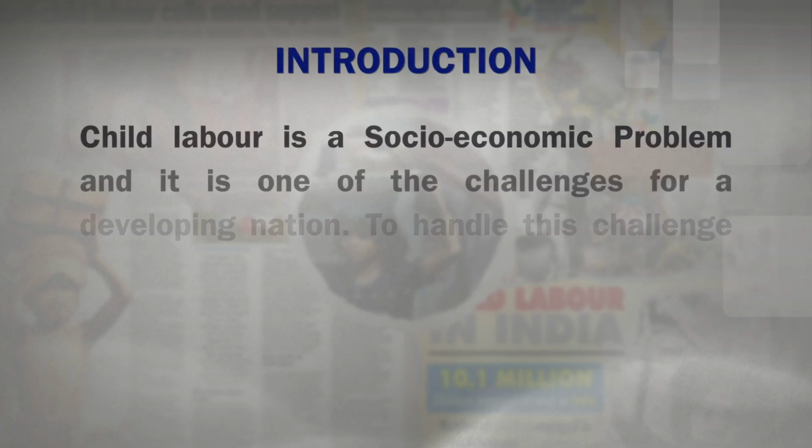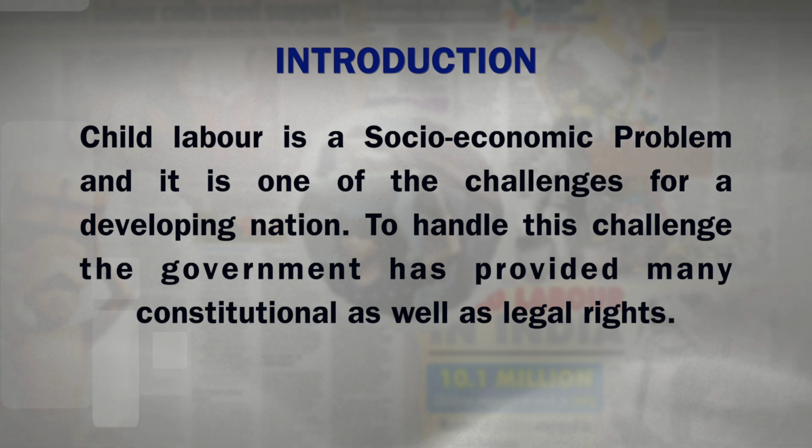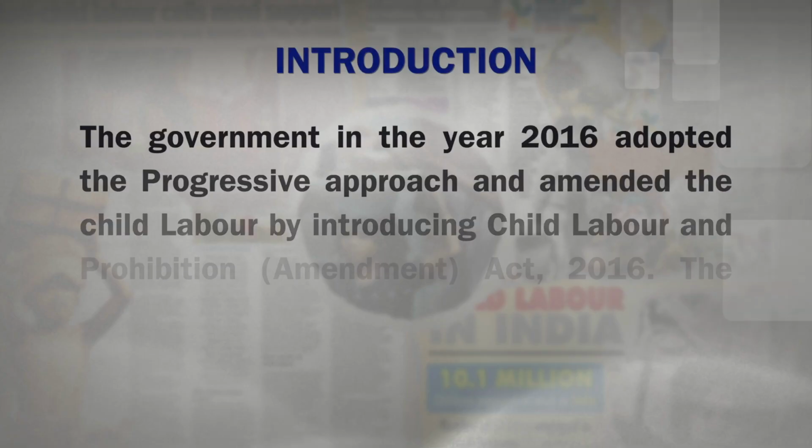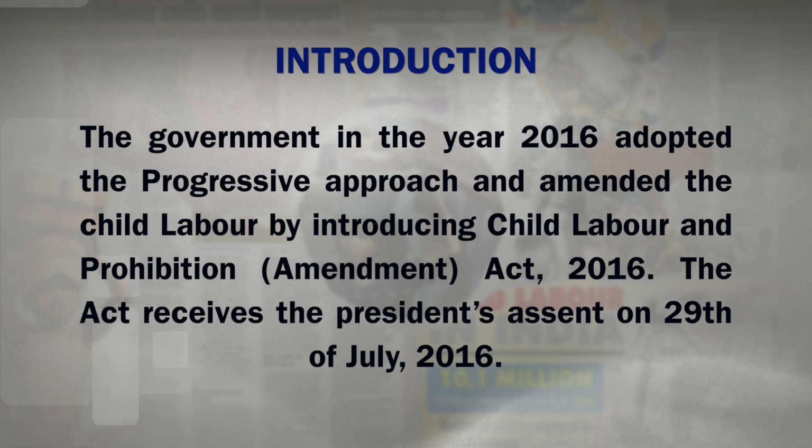14 years. Child labour is a socio-economic problem and it is one of the challenges for a developing nation. To handle this challenge, the government has provided many constitutional as well as legal rights. However, the key issue of child labour has not been addressed properly. The government in the year 2016 adopted a progressive approach and amended the Child Labour Act by introducing the Child Labour Prohibition and Regulation Amendment Act of 2016. The Act received the President's assent on 29th of July 2016. However, loopholes still exist in the recent Act.